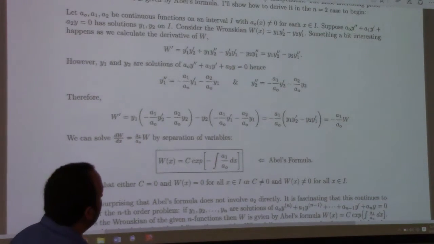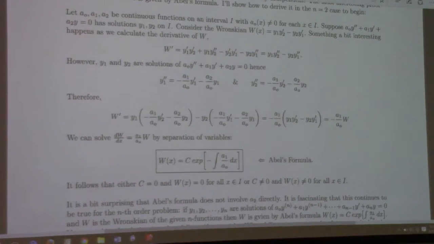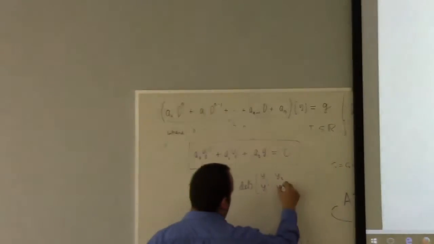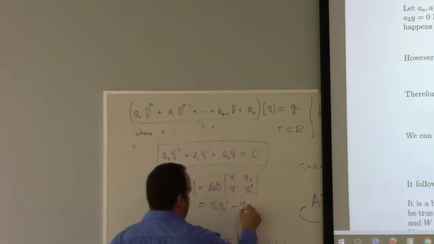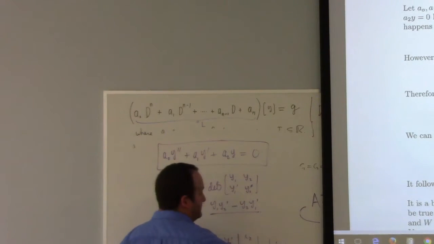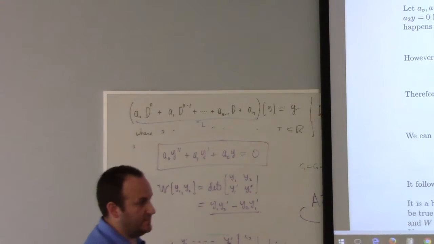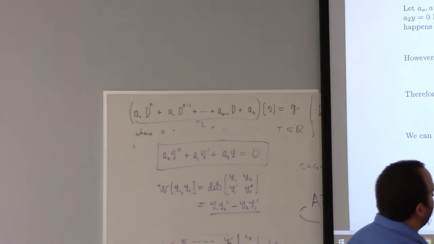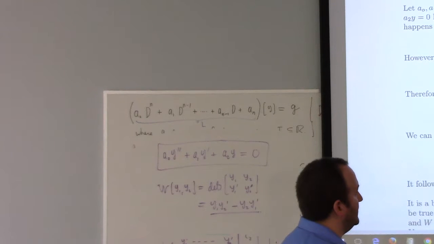So what you do then is you look at the Wronskian. The Wronskian of y1 and y2 is the determinant of y1, y2, y1 prime, y2 prime, which is, by the way, y1 y2 prime minus y2 y1 prime. So that's the Wronskian for two functions. And I take that and I differentiate it. Now, if you look at that, I got 4 terms. Why do I have 4 terms, guys? Tell me.